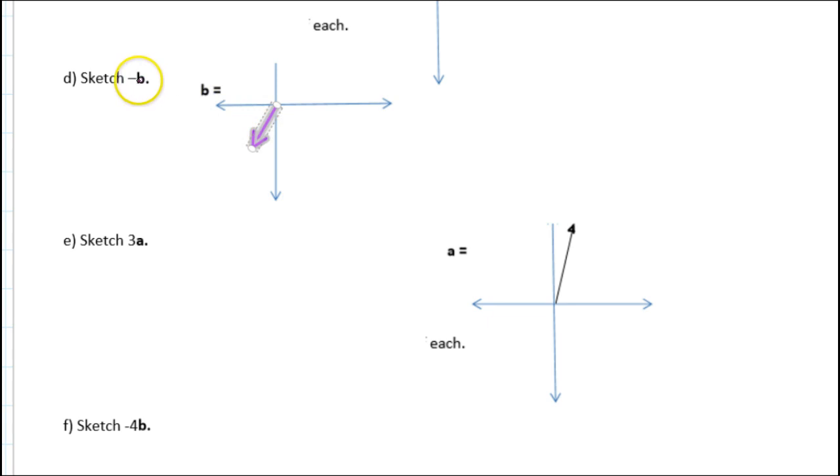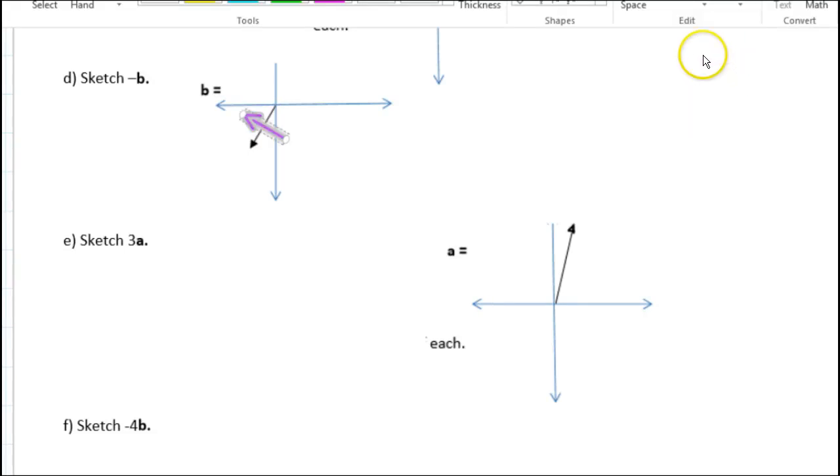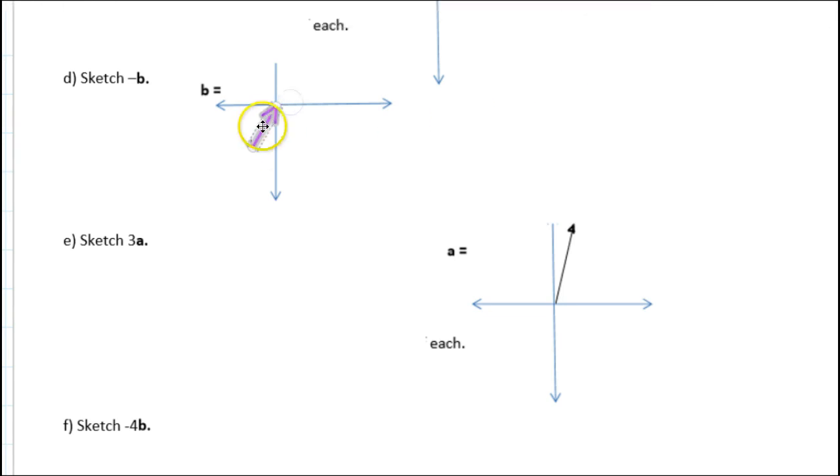Now, to make it go in the opposite direction, I am going to click on Draw again, and I'm choosing Rotate. So I'm going to rotate this 90 degrees. Okay, so that's 90 degrees to the right. And now I'm just going to rotate another 90 degrees. So now I've rotated 180 degrees total. So this should now be going in the exact opposite direction. Okay, so now I have illustrated the opposite of vector B, negative B.